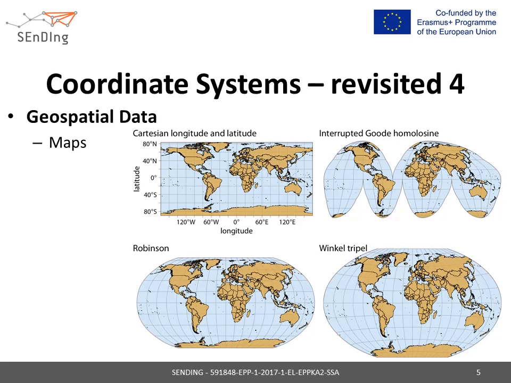The interrupted Goode homolosine projection perfectly represents true surface areas, at the cost of dividing some land masses into separate pieces, most notably Greenland and Antarctica. The Robinson projection and the Winkel-Tripel projection both strike a balance between angular and area distortions, and they are commonly used for maps of the entire globe.